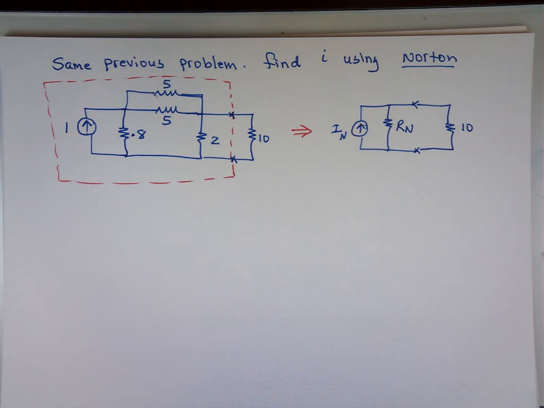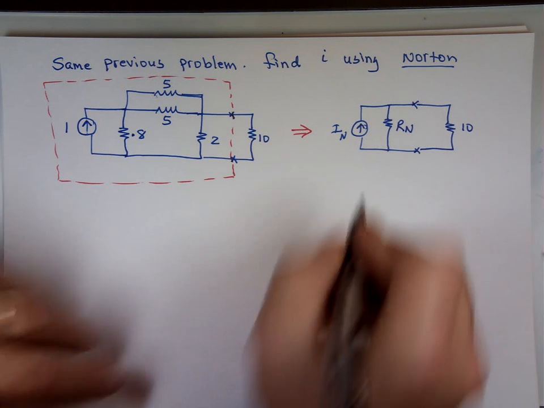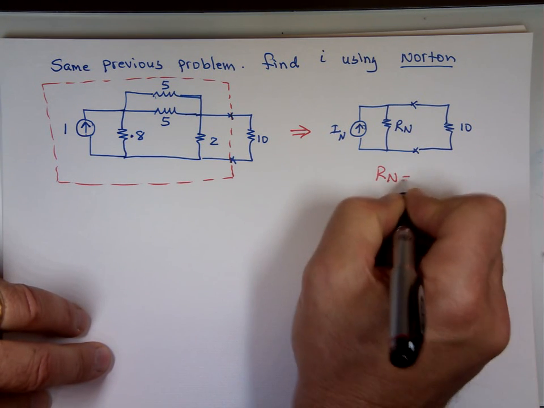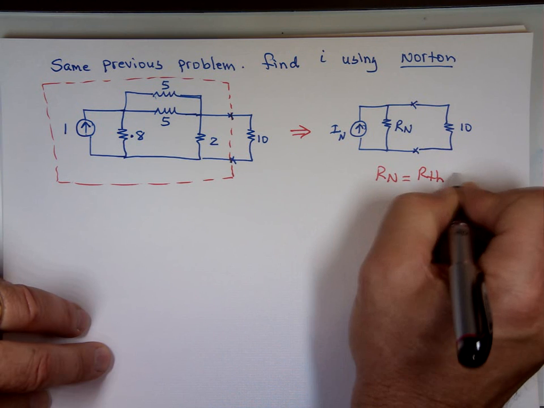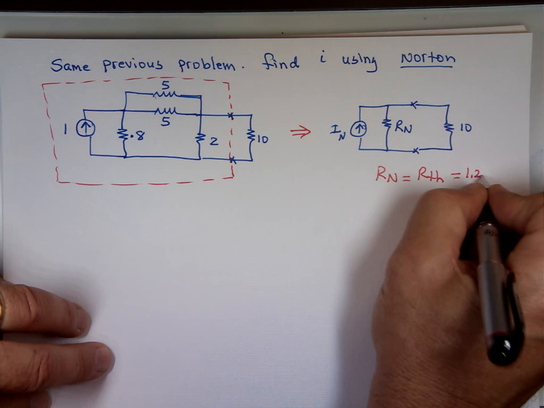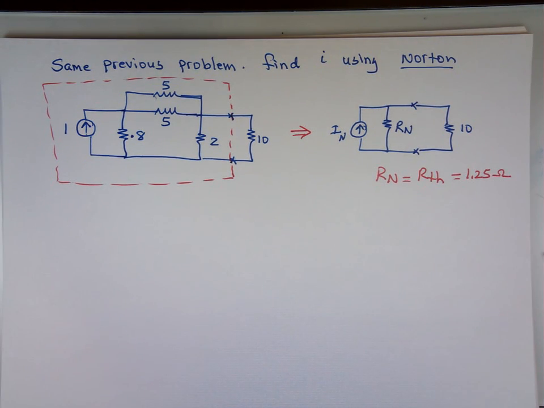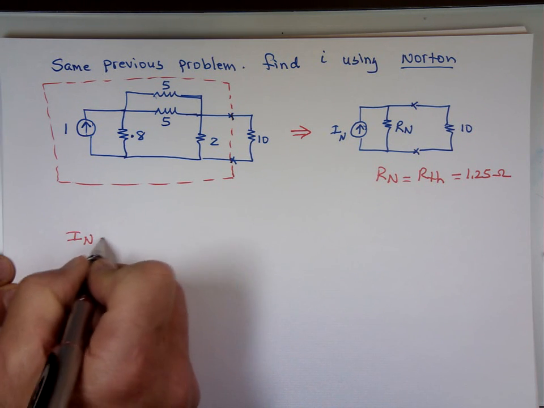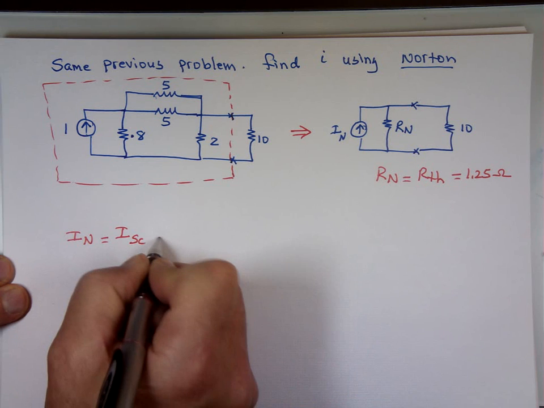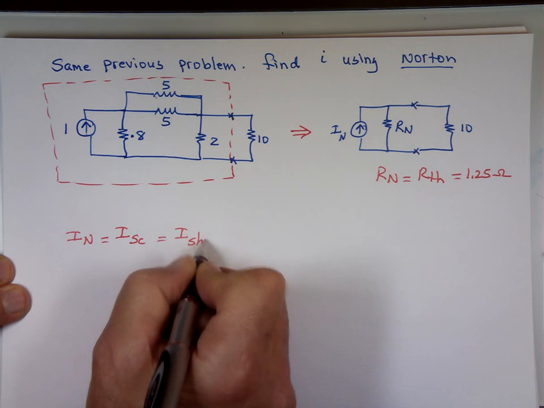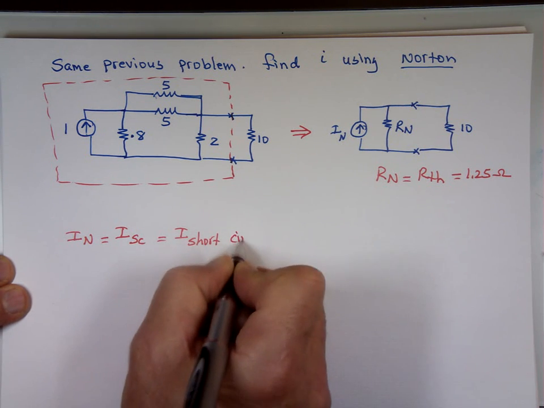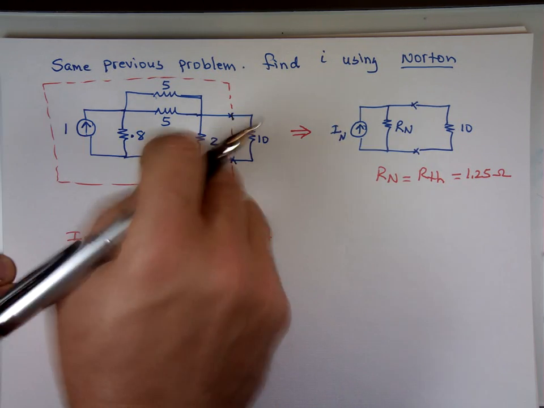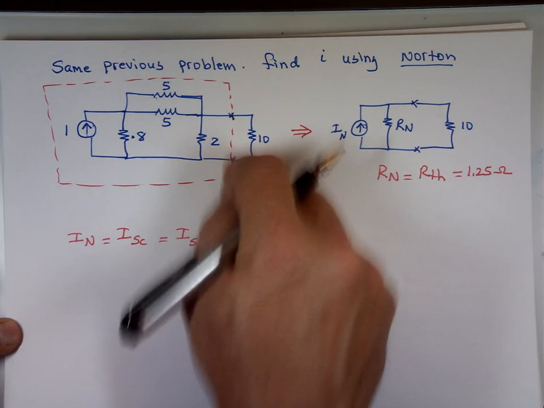Here's the good news. I'll just write it right now. R Norton is always going to be the same as R Thevenin. So we know that from the previous page, which is 1.25. We just did that. The process is the same. So how do we find I Norton? I Norton is actually I short circuit. What does that mean? That means when you take this circuit, you want to put a wire here and find the current coming down through that wire.